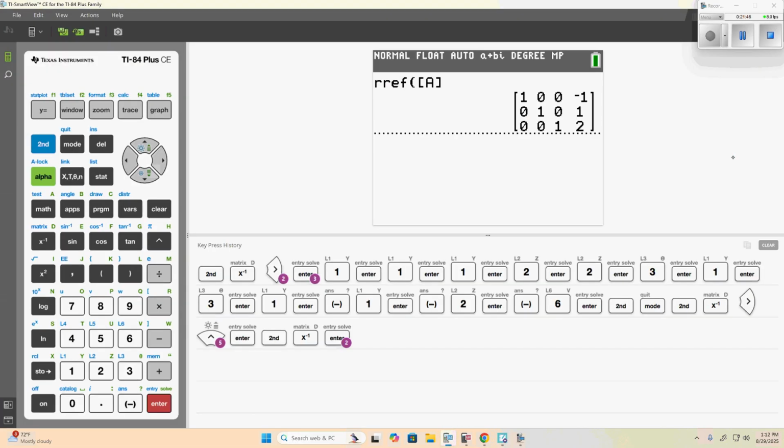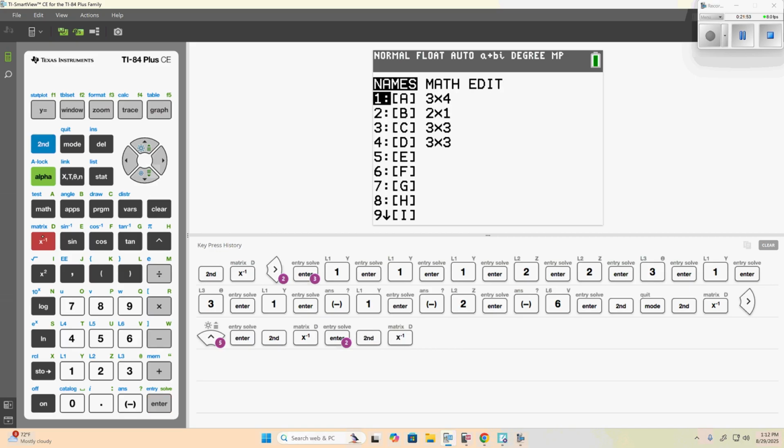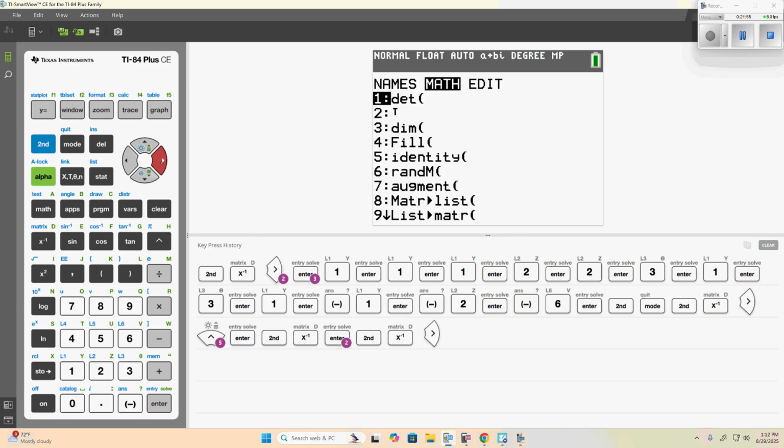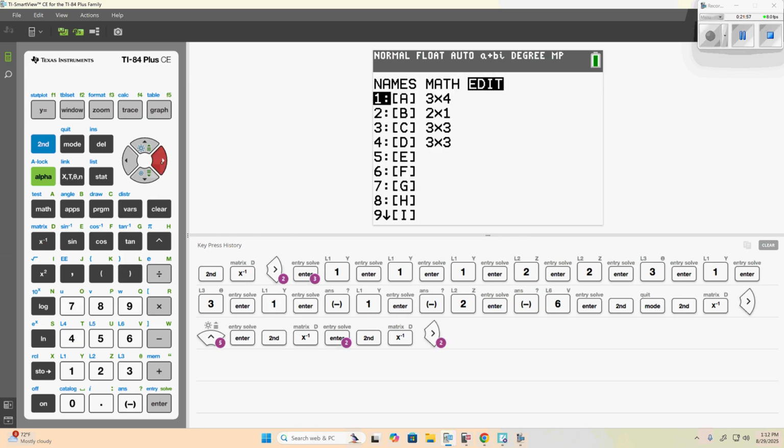We're going to pull the graphing calculator up. We're going to do this again. So the first thing we're going to do is go second matrix, and then we're going to go over to edit because we need to put a new matrix E in. We got there. Hit enter.